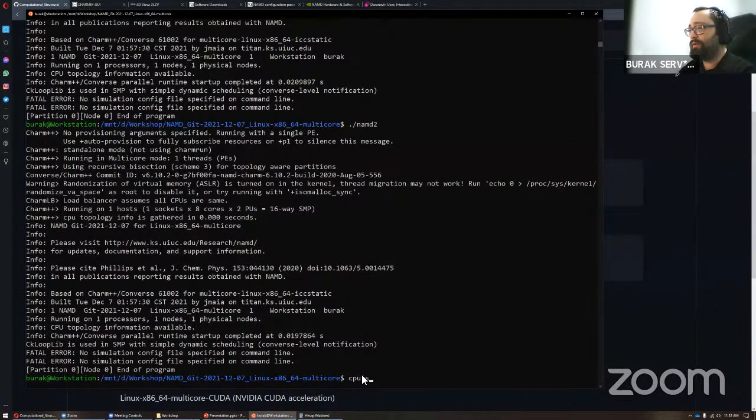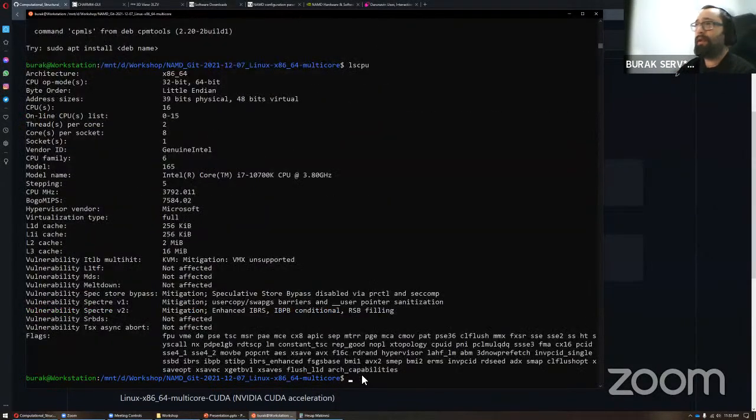Now I want to type here lscpu. Now this is my CPU, and it has 8 cores, mainly 8 cores. But when we check the threads part, it's 2. That means in my CPU, the 8 cores are main cores, but when you multiply these 2 values, that means this CPU has 16 cores, and half of these cores are virtual. So that means we can use all cores for our MD simulation.